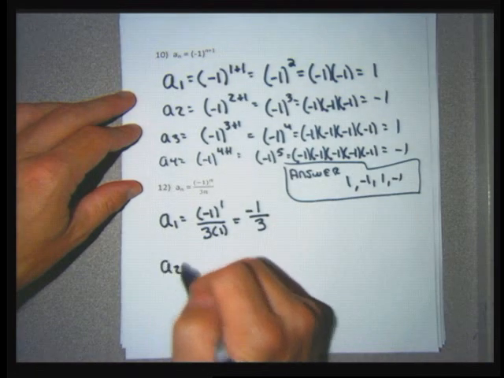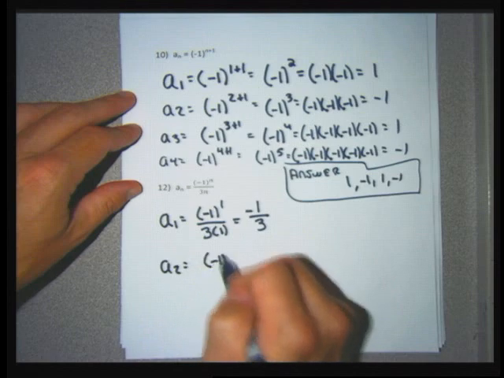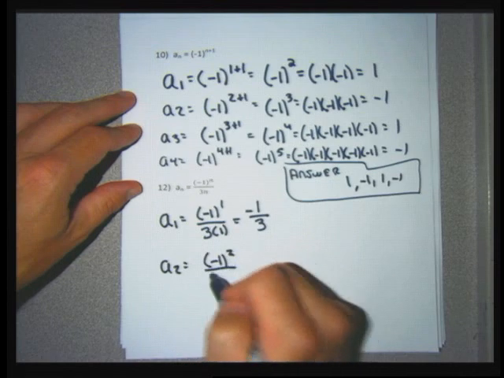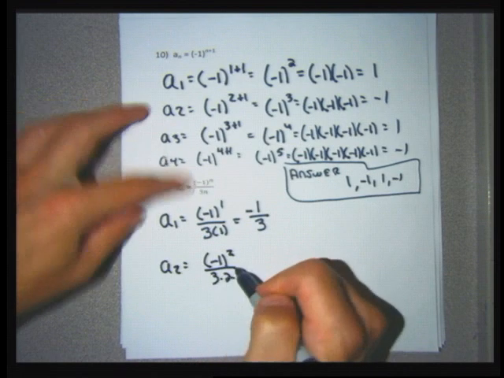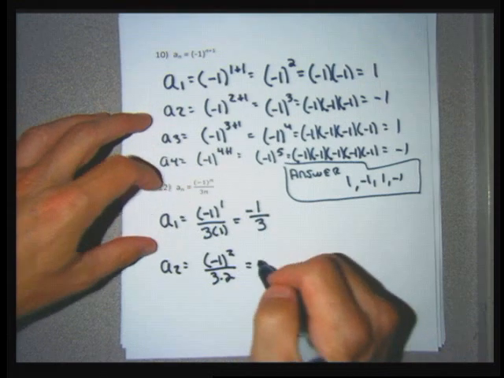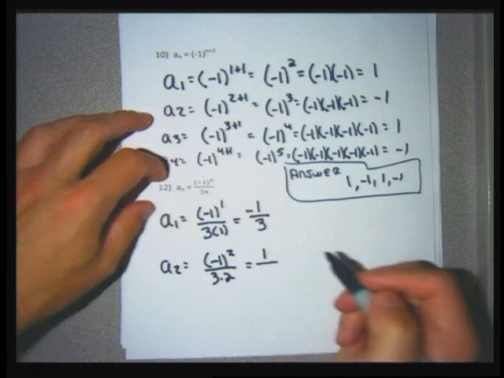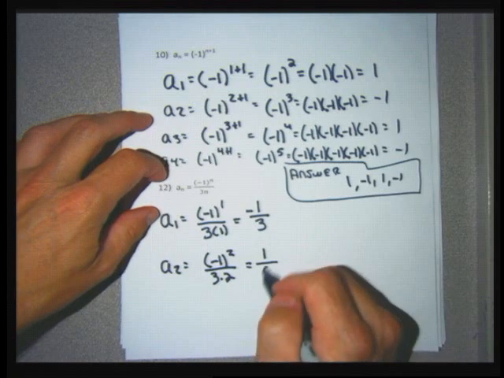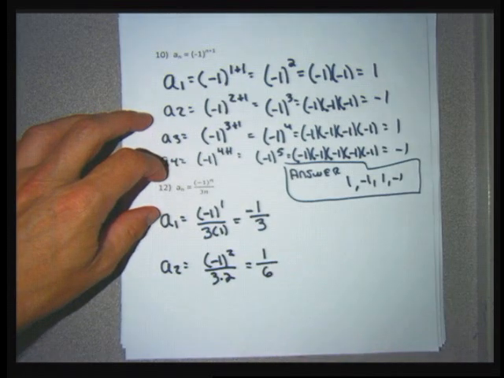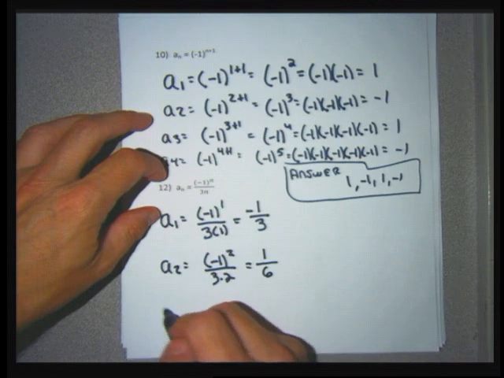To do a sub 2, I'm going to get -1 squared over 3 times 2. There's 2 n's to plug the 2 in. In the numerator, -1 squared is -1 times -1, which is +1. In the denominator, 3 times 2 is 6. So my second term is going to be 1/6.